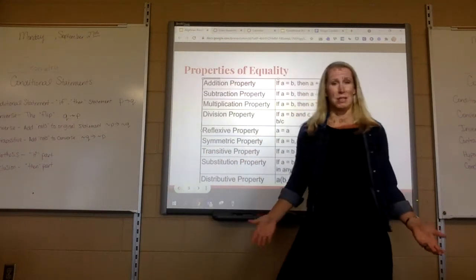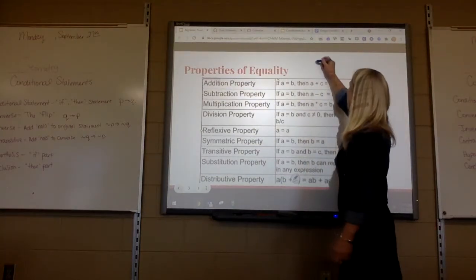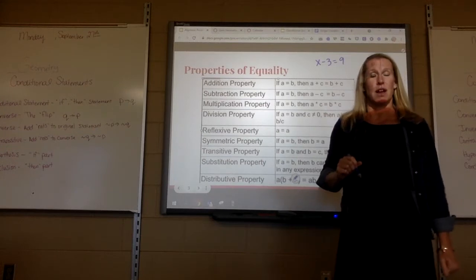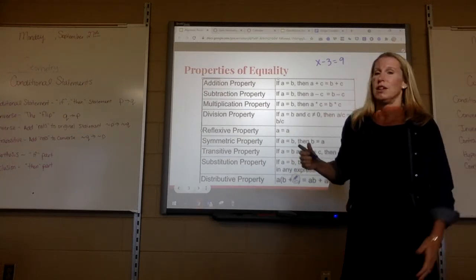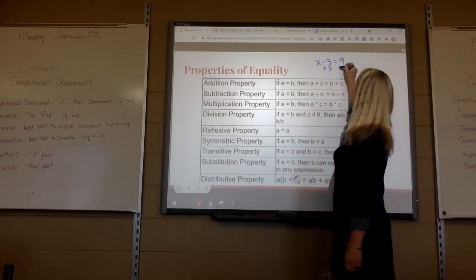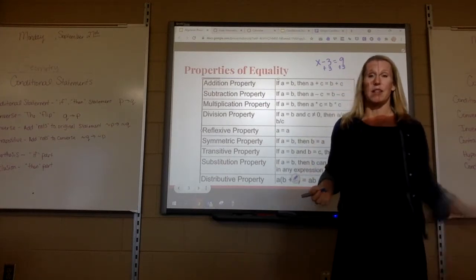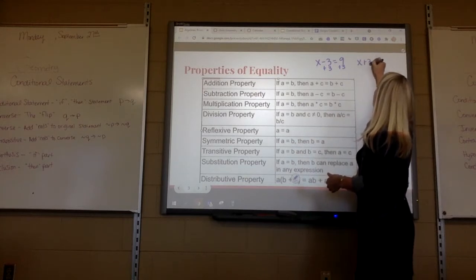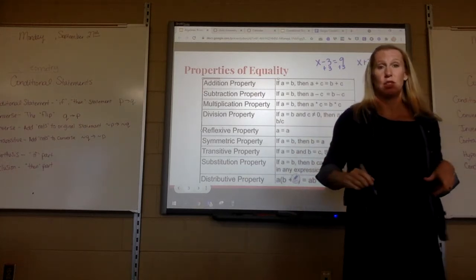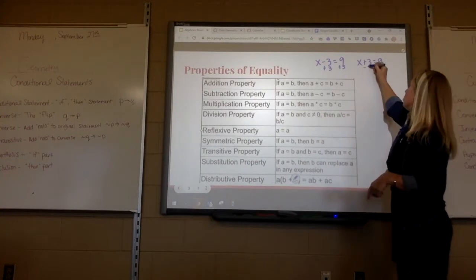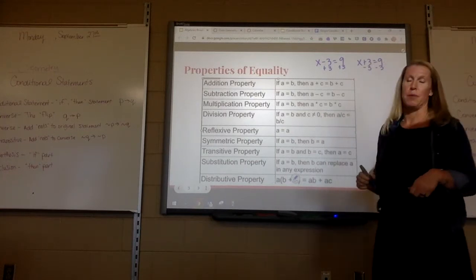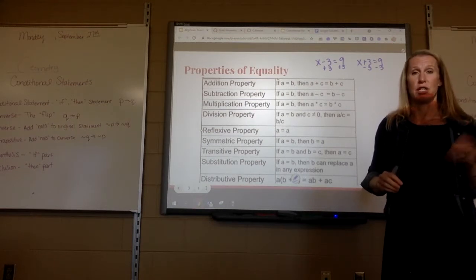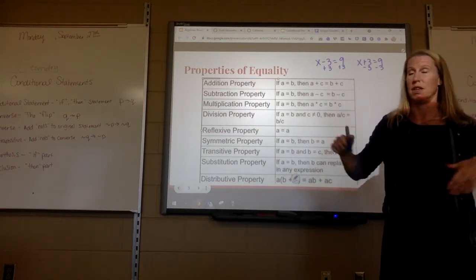Like, for example, the addition property. Well, if I had an equation that said x minus 3 equals 9, what would you do to solve that? Well, you would add 3 to both sides of the equation. That is the addition property. Just like the subtraction property, if I had x plus 3 equals 9, I would subtract 3 on both sides. So addition property and subtraction property, it's just the operation that you're doing to both sides of the equation.